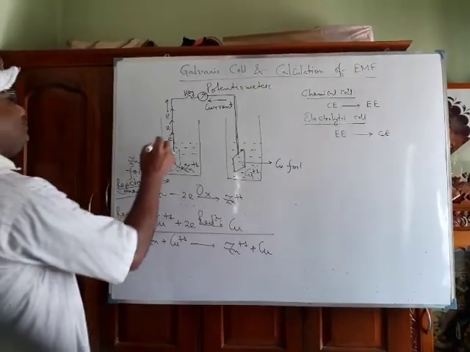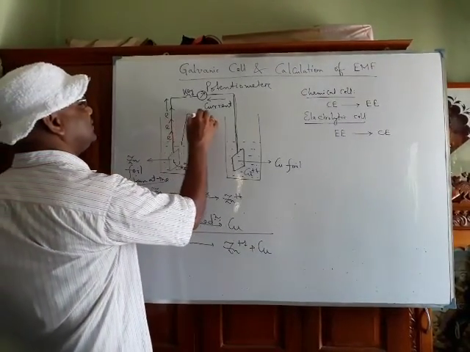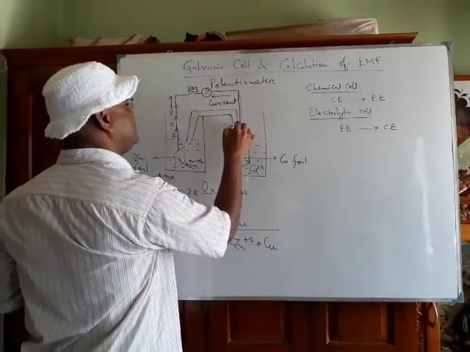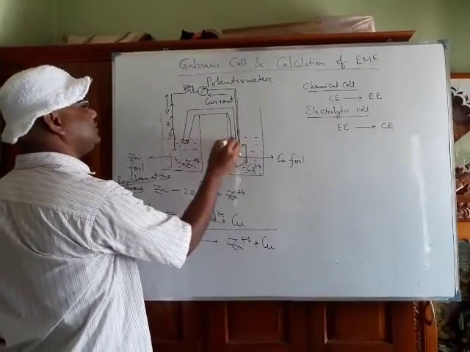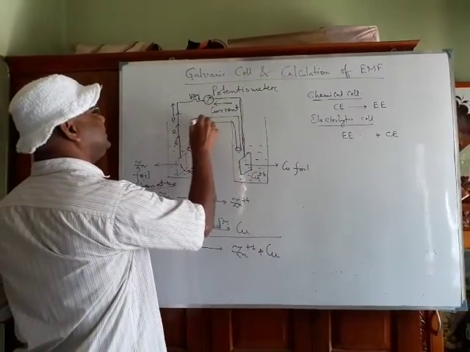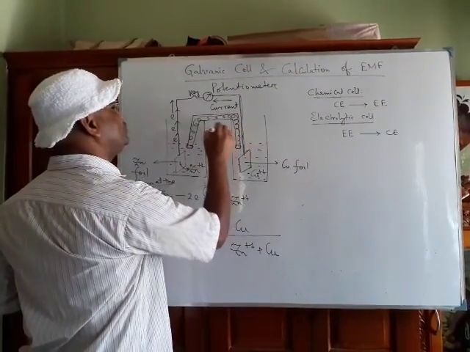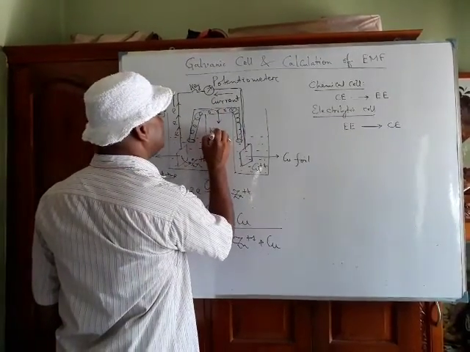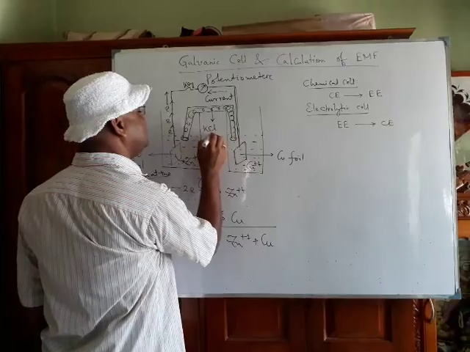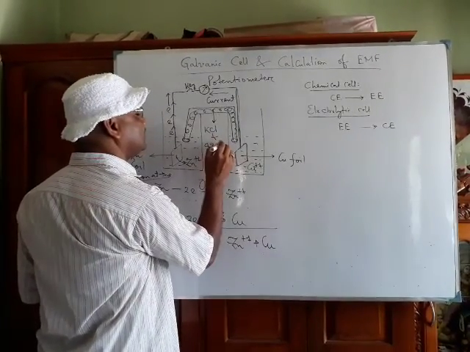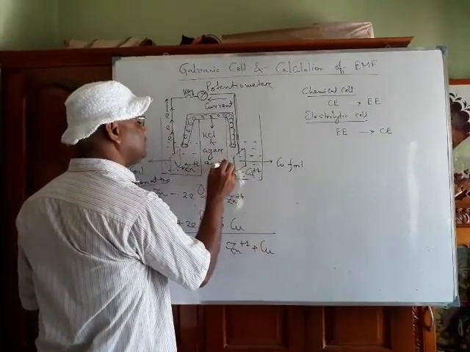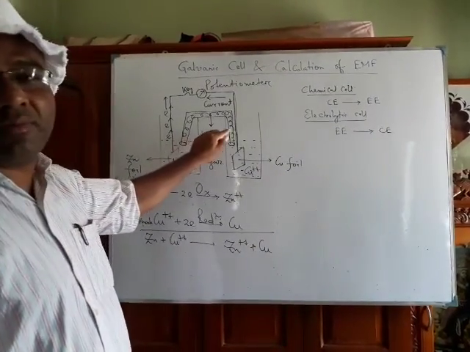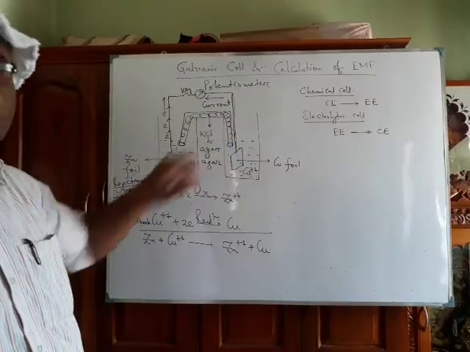Now to complete the circuit, here you have to use a salt bridge. The meaning of salt bridge is that it contains a mixture of two substances, KCl and agar-agar. KCl is like sodium chloride. It's a crystalline, highly water soluble substance.